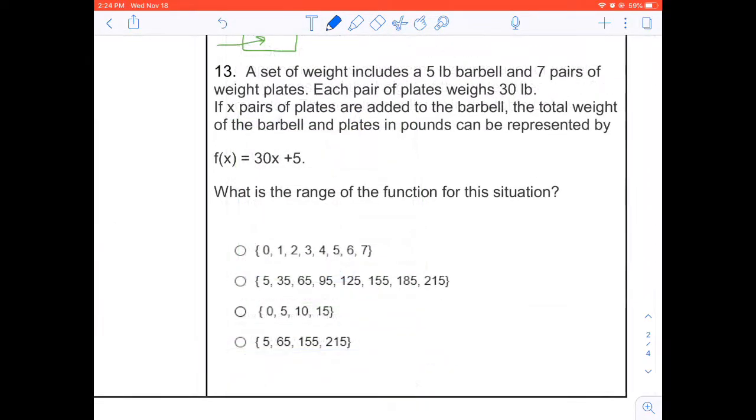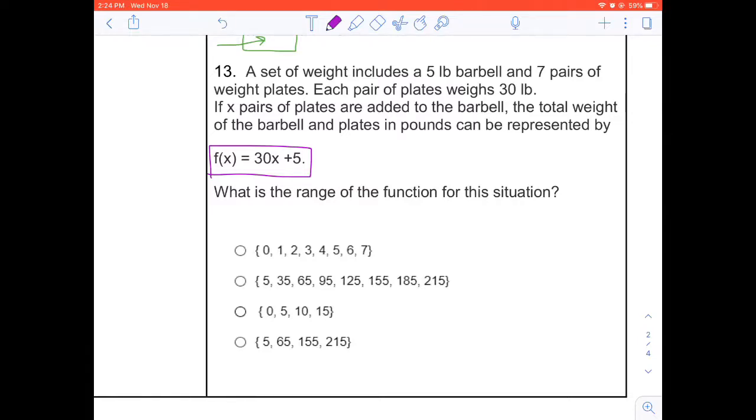Number 12. A set of weights includes a 5-pound barbell and 7 pairs of weight plates. Each pair of plates weighs 30 pounds. If x pairs of plates are added to the barbell, the total weight of the barbell and plates in pounds can be represented by f of x equals 30x plus 5. What is the range of the function for this situation? All right, there's a lot of words going on, so we need to separate out what we need and organize our information. First off, it's giving you an equation. You should go type that in so that you can see what's going on.